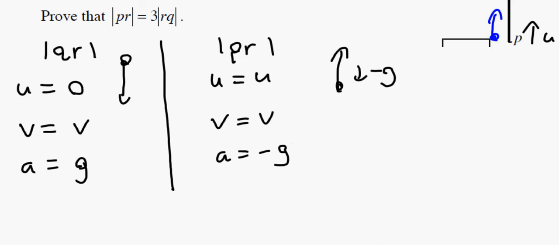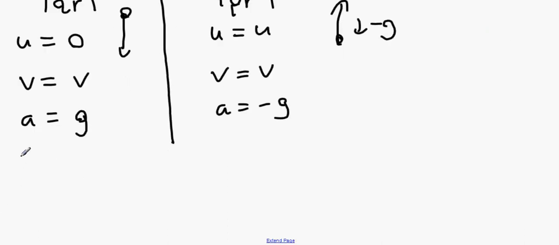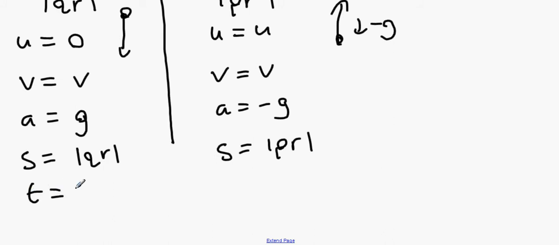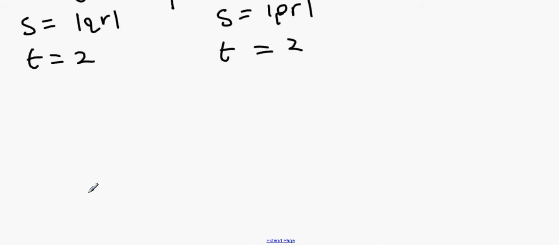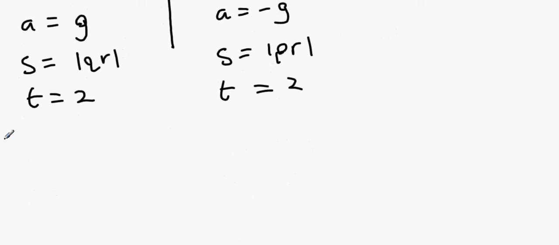The next thing we need to know is what S is. S here is basically the distance QR, because we don't know what it is, and S here is the distance PR. We know that both of them collide after 2 seconds, so T equals 2 and T equals 2. Now using this information set, we're going to go into it. We're going to use this for QR.